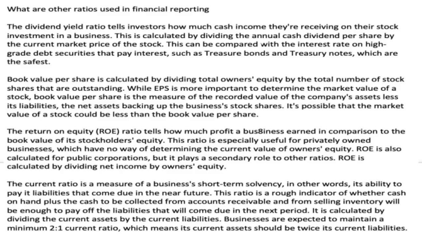The current ratio is a measure of a business's short-term solvency, in other words, its ability to pay its liabilities that come due in the near future. This ratio is a rough indicator of whether cash on hand plus the cash to be collected from accounts receivable and from selling inventory will be enough to pay off the liabilities that will come due in the next period. It is calculated by dividing the current assets by the current liabilities. Businesses are expected to maintain a minimum 2:1 current ratio, which means its current assets should be twice its current liabilities.